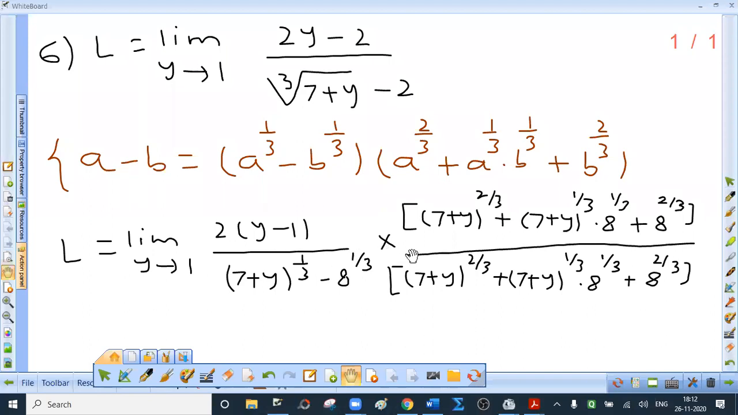Now observe this. Multiply numerator and denominator by this factor. Now you will say, but sir, we require this in the denominator only. But if you just multiply the denominator by that, the function will change.